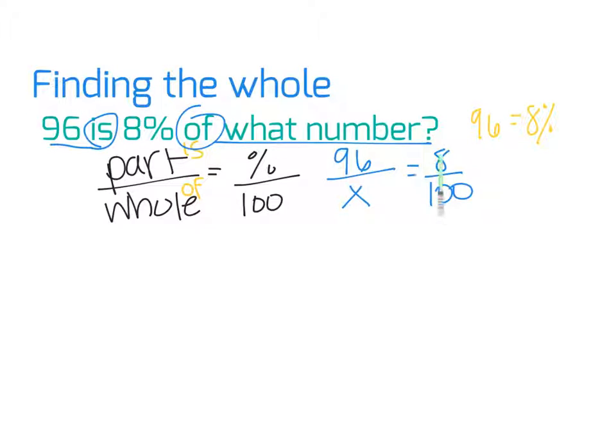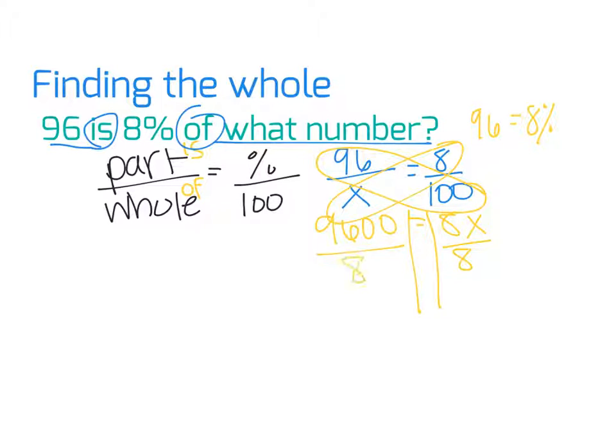You can use mental math and see the relationship between 8 and 96. Or you can do cross products and do 96 times 100, which is going to be equal to 8 times x, and then solve it for x from here. And when you finish this, you should get the number 1200 as your final answer. For this, once again, if you wanted to set it up as an equation, you could totally do that.